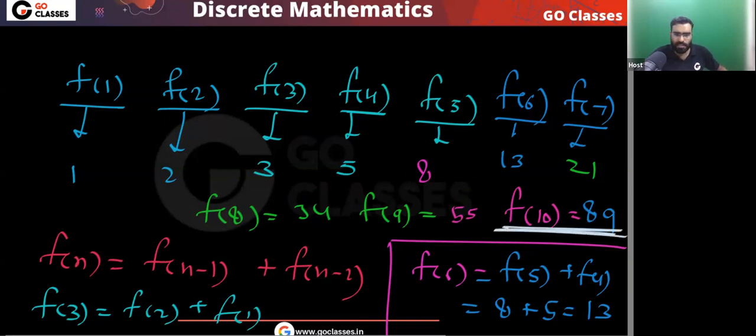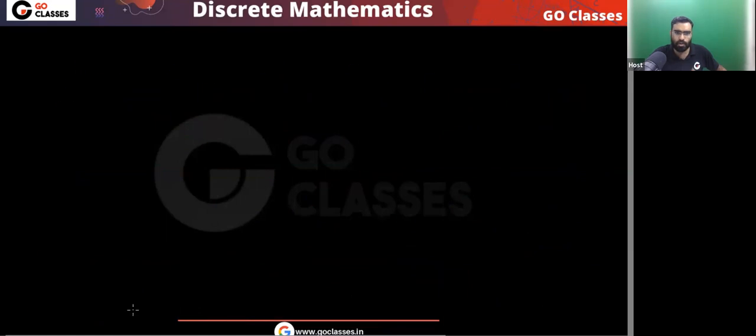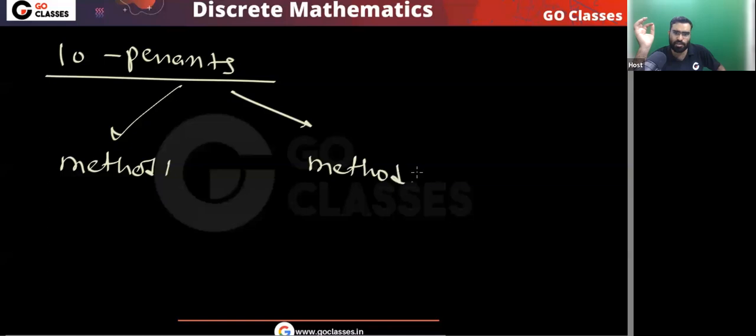So we have seen 2 methods, method number 1 and method number 2. Tell me, which method did you like? For this question, how to find the number of 10 pennants, we have seen a total of 2 methods. Method number 2 means using the recurrence relation.